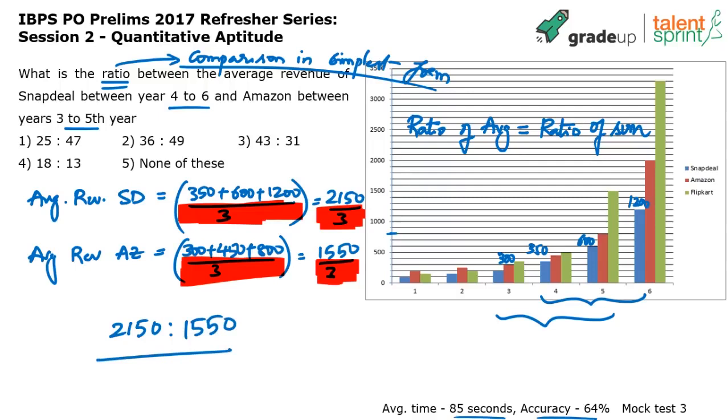Don't divide by 3. Why do you want to write by 3 and then cancel? I'm sure nobody would have simplified 2150 by 3 or 1550 by 3, but even if you have taken divided by 3, I think it's a waste of time. You should realize that the ratio of averages is as good as the ratio of the sums, because that denominator is going to get cancelled on both sides.